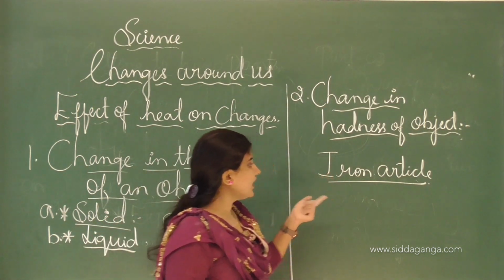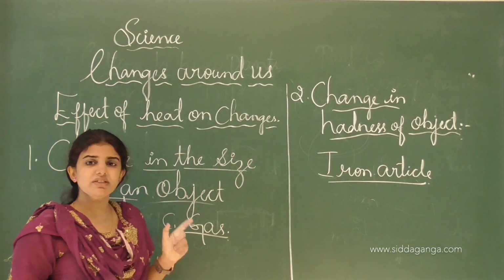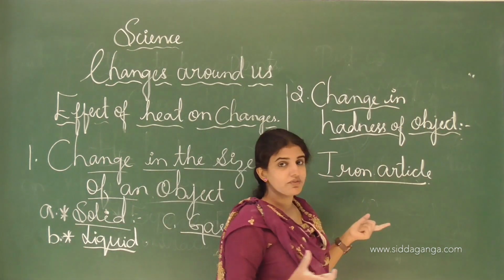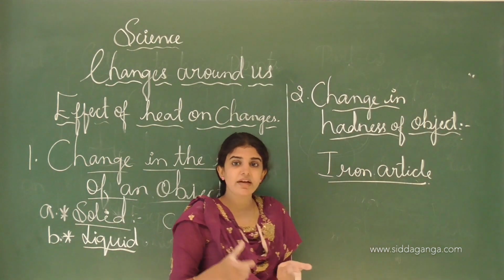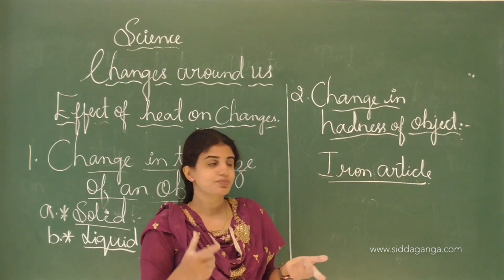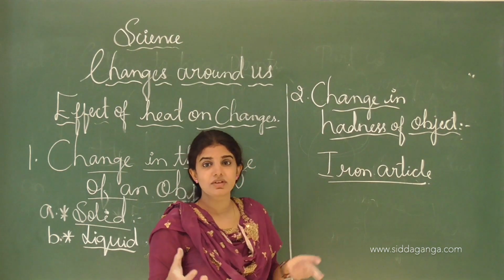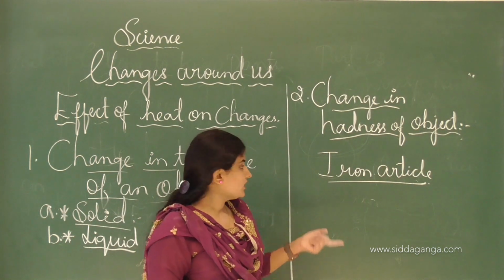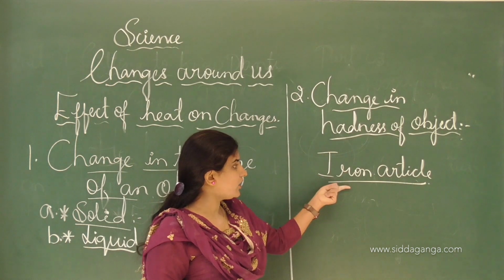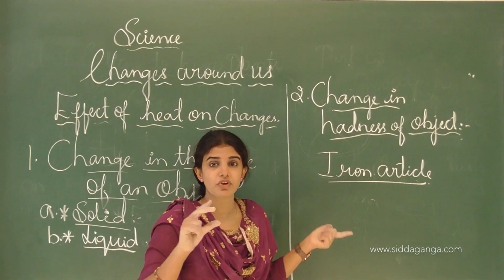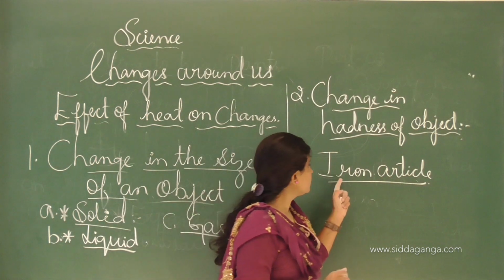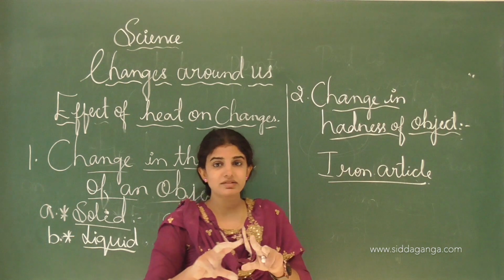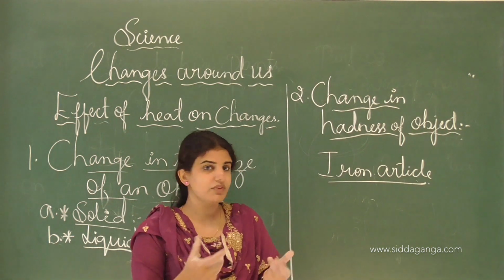This is one example of a change in the hardness of an object. Hardness changes into softness when the blacksmith beats an iron article. Before that, he keeps the iron article in the hot condition, giving heat till it is red hot, and then the iron becomes very soft and smooth, and later the iron article can easily be molded into different shapes.